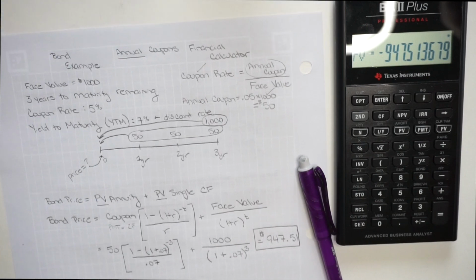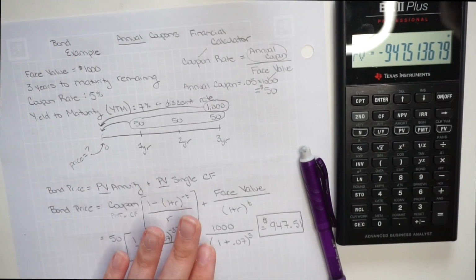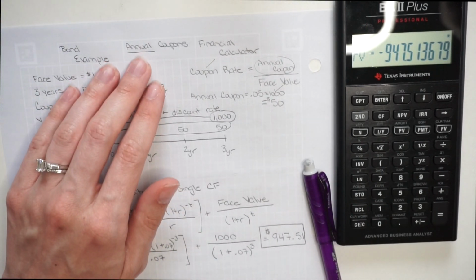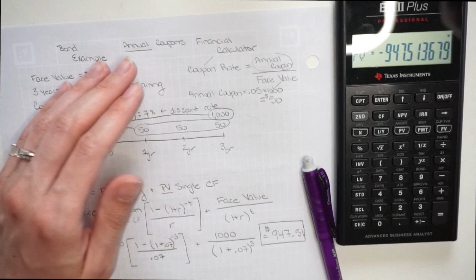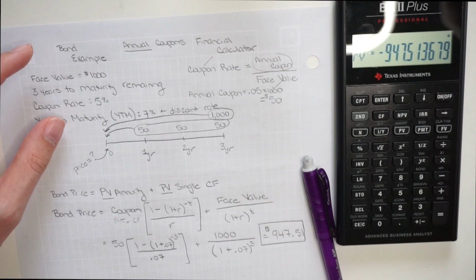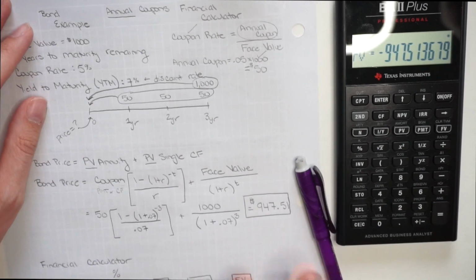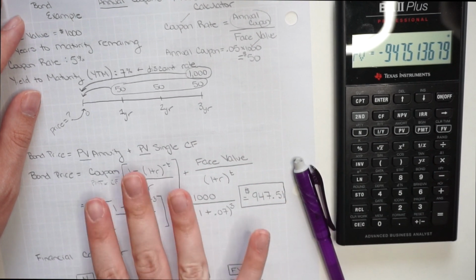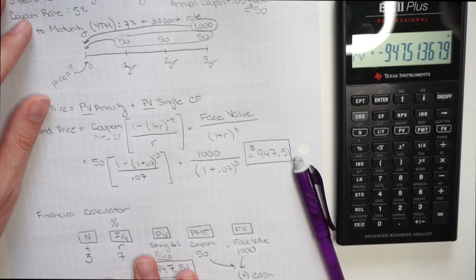So I hope you found this video helpful, showing how to use the time value of money functions to solve an annual coupon bond problem. In my next video, I'm going to be showing this exact same problem, but now we're going to switch it to semi-annual coupons and determine what has to change both in the equation and in our calculator inputs.